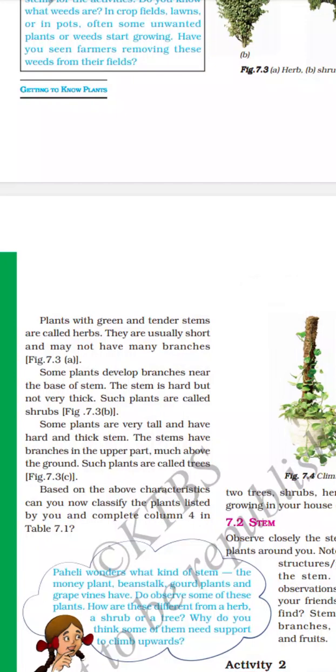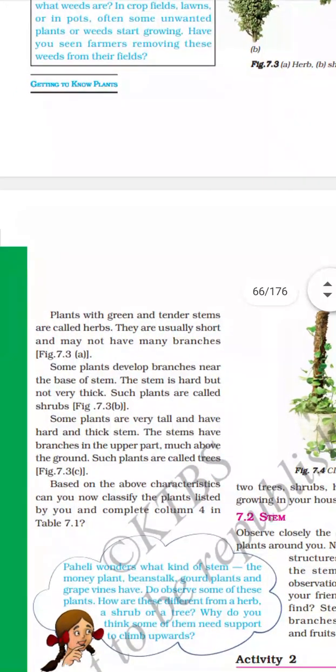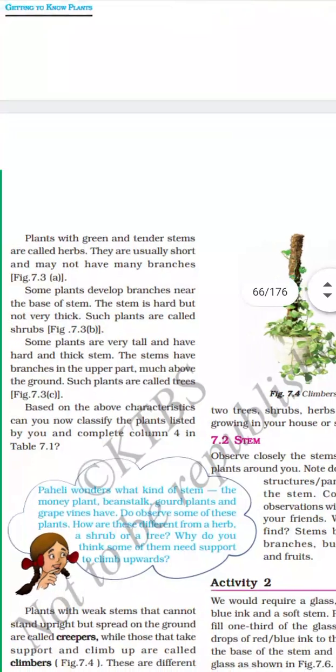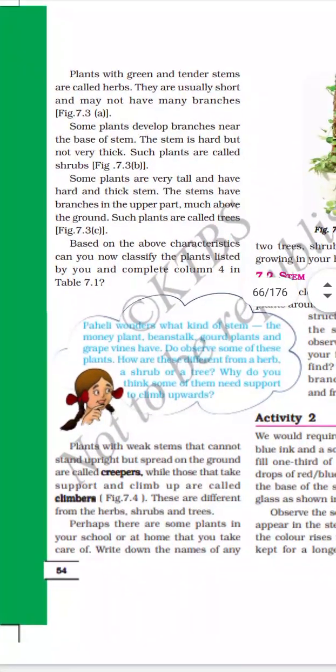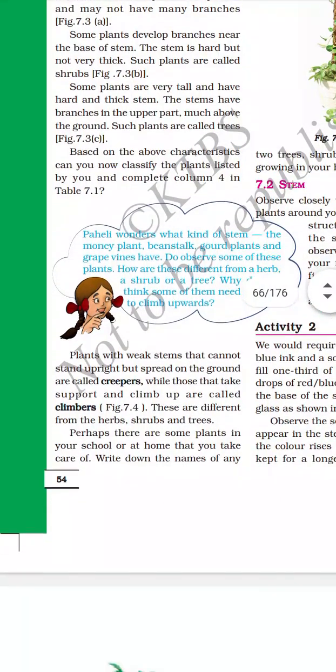Like this, we have different definitions for herbs, shrubs and trees. The herbs, shrubs and the trees are three kinds of plants. There are many more plants. We can even classify many other types of plants also.